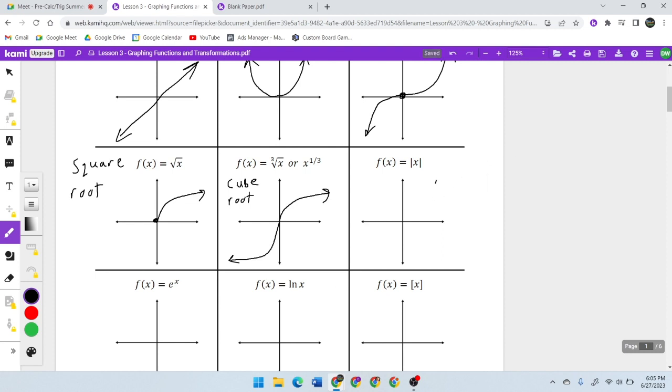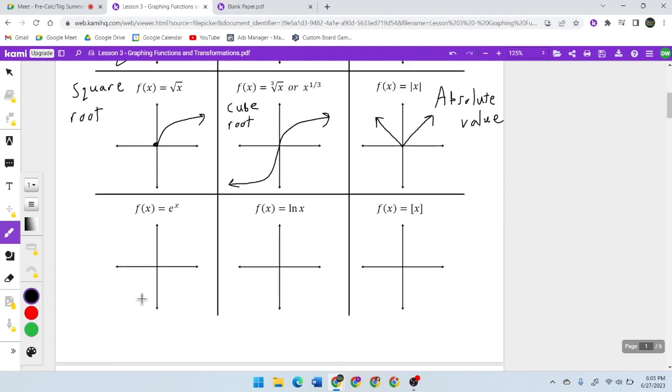Next, we have the absolute value function. Not that bad. It's going to look like a V shape. And remember, absolute value simply means that whenever you have a negative number, you make it positive anyway. That's what you do.